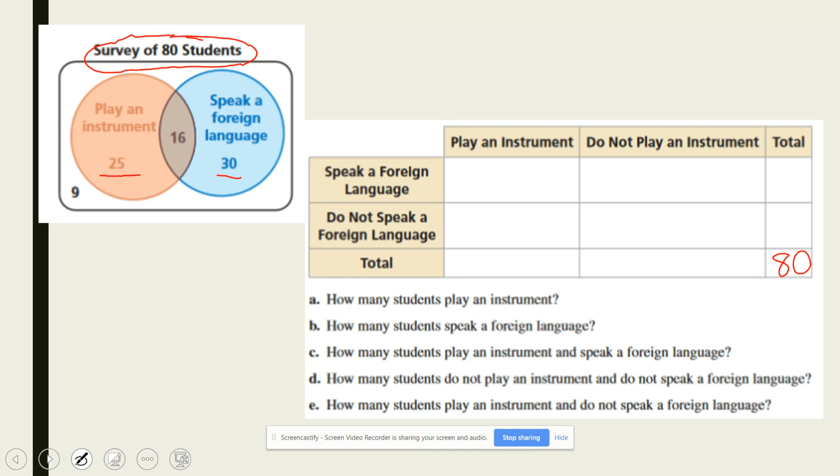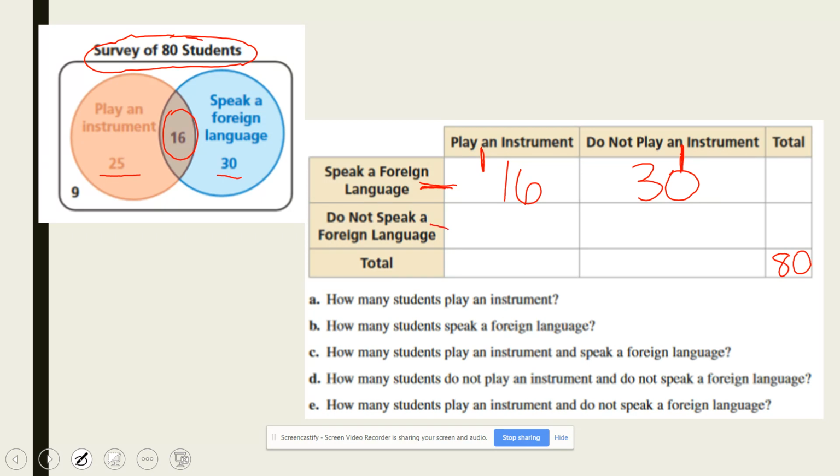So in our two-way table here, this first part says how many students speak a foreign language and play an instrument. Well, that's going to be 16. That's from right here in the middle where our diagram overlaps. How many speak a foreign language but do not play an instrument? Okay, so that's the 30. That's only in the blue side.